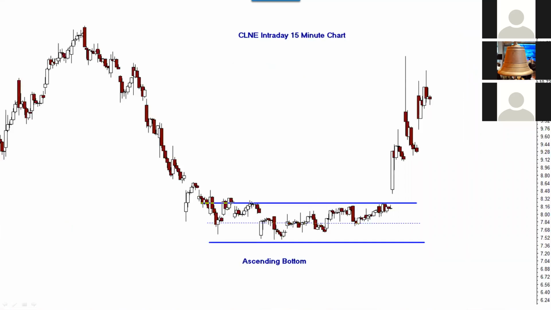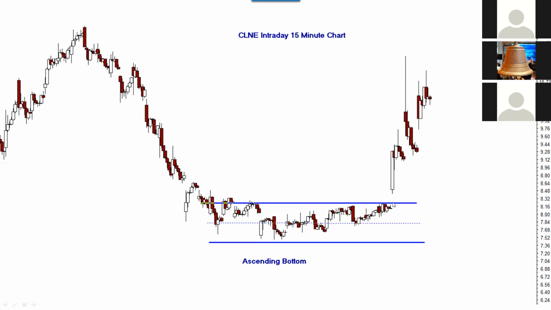Here's another example of an ascending bottom. This is recent. CLNE is the symbol on this. This is an intraday 15-minute chart, and we can see the ascending bottom, and then we can see the expansion coming out of it. Again, look at the center line here. It held that center line, came up to close, and then the next day a gap, very strong move.